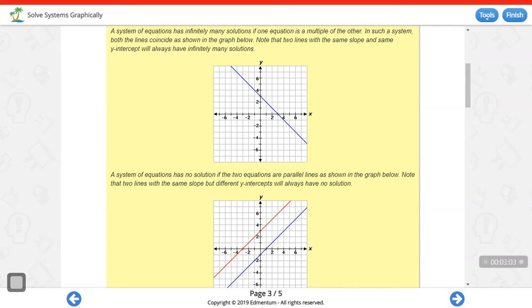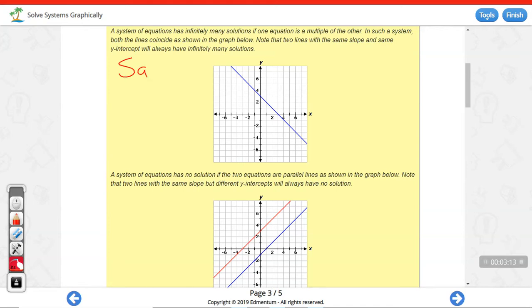All right, note that the two lines with the same slope and same y-intercept will always have infinite number of solutions. Basically, what they're saying is they did graph two lines here, but they are the same line. All right, both of these are the same exact line. All right, an example would be like y equals 3x. Well, actually, I'll just give this example here.